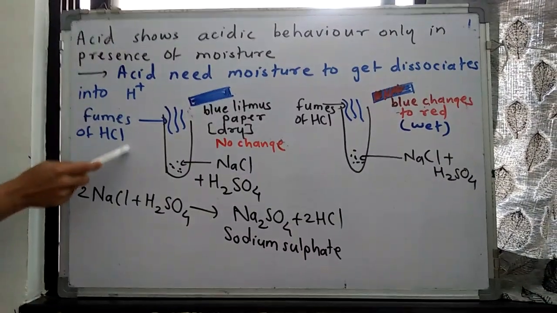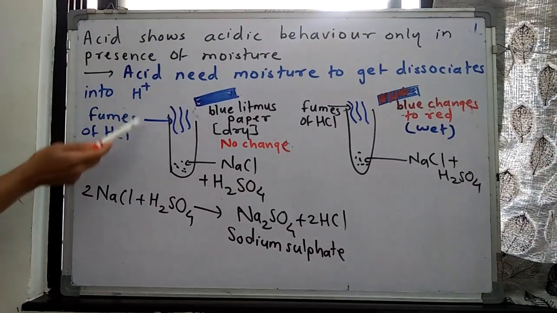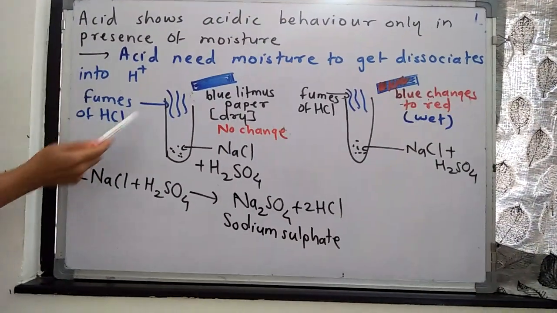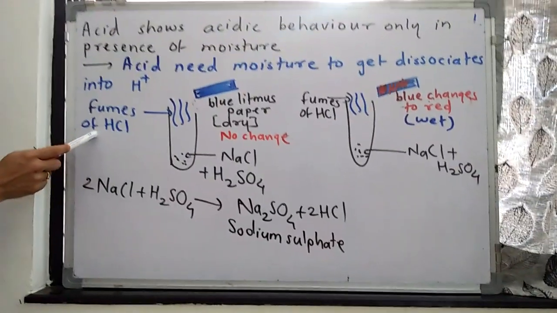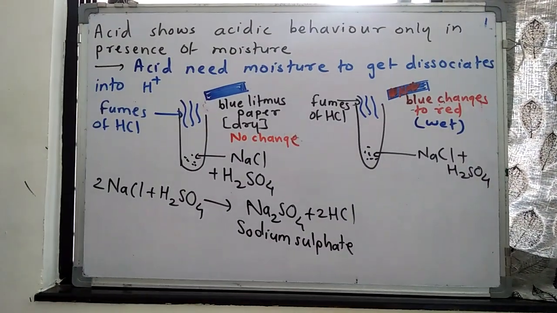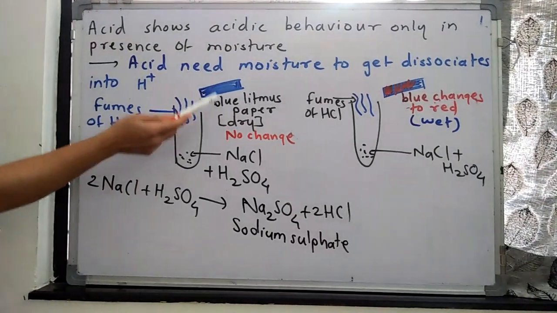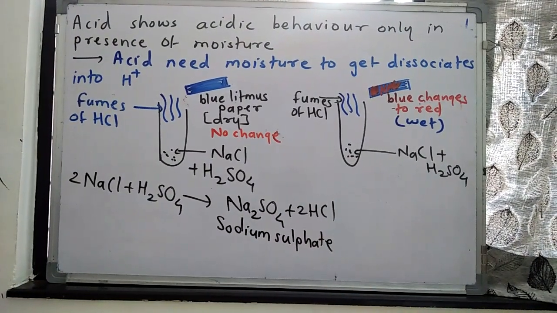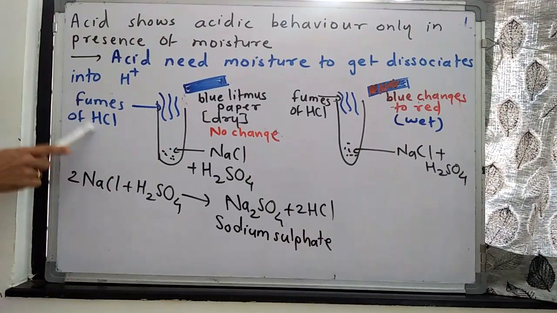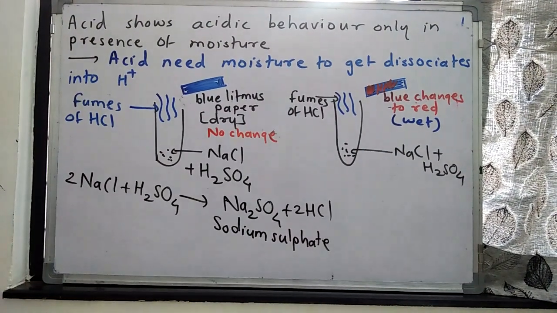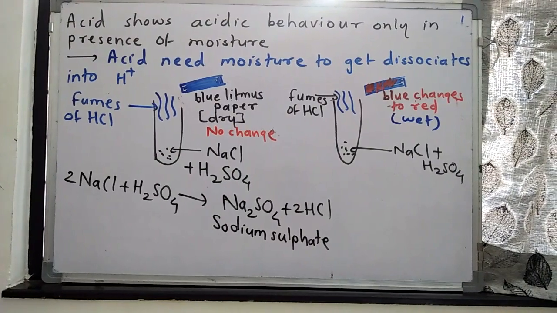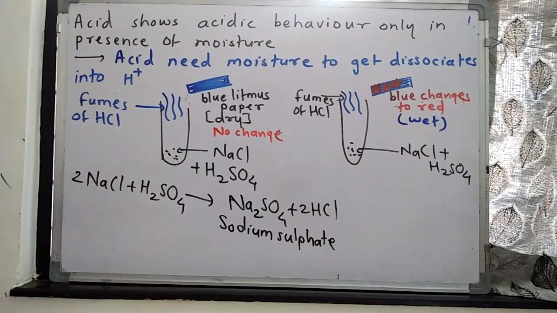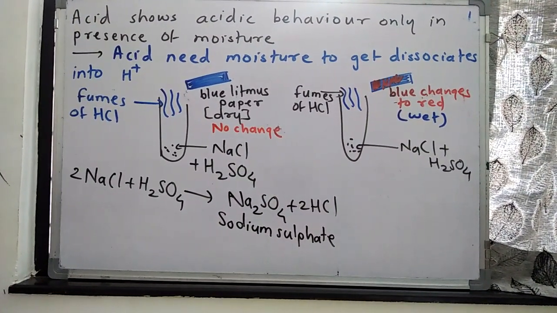Now we have this HCl. Now when we put the blue litmus paper at the top of this test tube, from where the fumes of HCl are coming, as it is HCl, means as it is an acid, blue litmus paper should turn red. But if we have dry blue litmus paper, it cannot change to red. Means we have litmus paper, we have HCl, hydrochloric acid, still blue litmus paper cannot change into red. Means acid does not show acidic behavior. Acid shows acidic behavior only in presence of moisture.